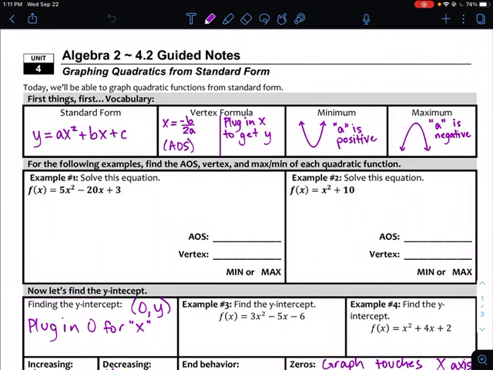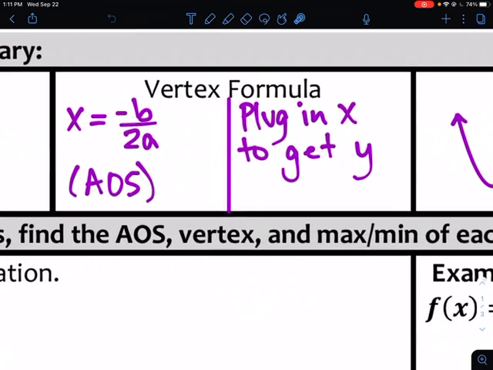All right, Algebra 2, here we go on 4.2. We're going to learn all the things that we need to know about graphing quadratics, specifically graphing quadratics in standard form. Standard form is when you have all of your terms being added or subtracted together. You shouldn't see any parentheses in there.